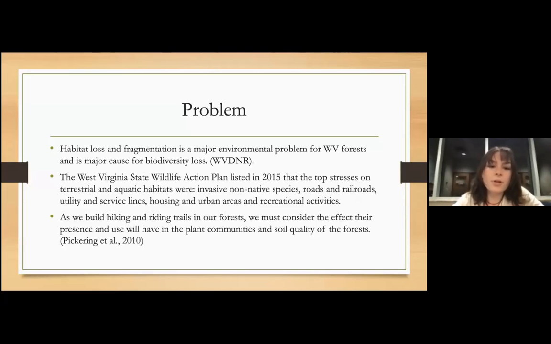So the problem that we were looking into is habitat loss and fragmentation, and it is a major environmental problem for our forest, and it is a major cause for biodiversity loss. The West Virginia State Wildlife Action Plan listed in 2015 that the top stresses on our terrestrial and aquatic habitats were invasive non-native species, roads and railroads, utility service lines, housing and urban areas, and recreational activities. As we build our hiking and riding trails in our forest, we must consider the effect that their presence and use will have on the plant communities and on the soil quality of the forest.